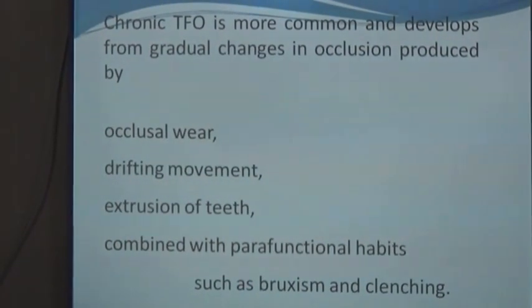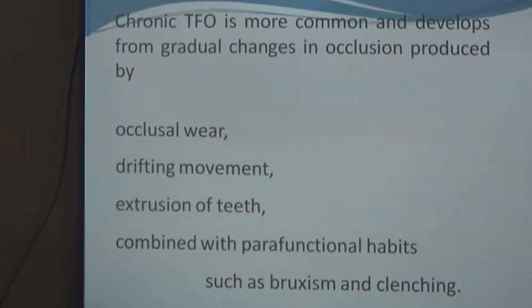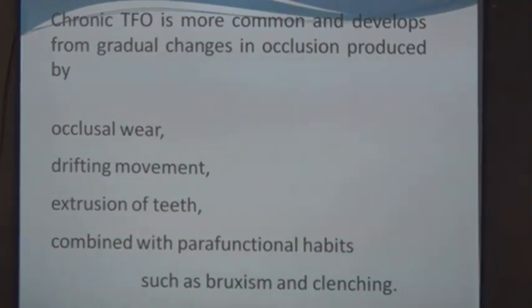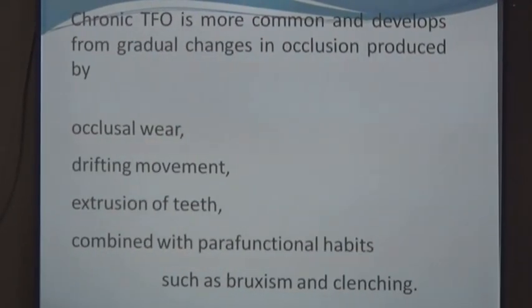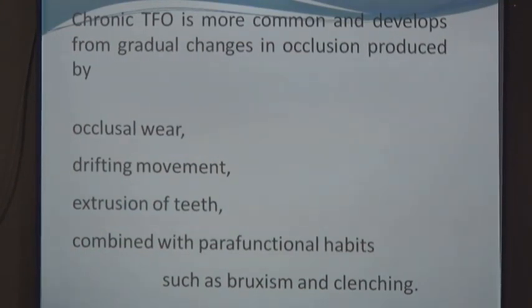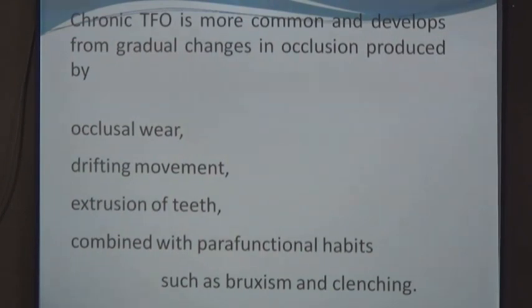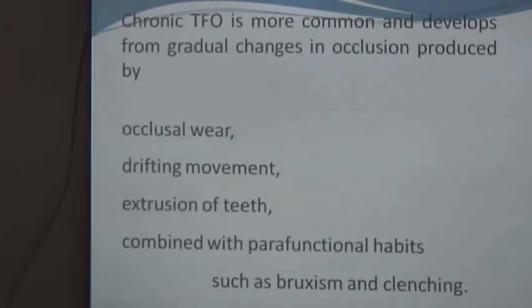Chronic trauma from occlusion, as I already told you, is because of gradual changes in the occlusion. It is more common and develops from gradual changes, occlusal wear, drifting movement, extrusion, and parafunctional habits such as bruxism and clenching. So, here you should remember that in an MCQ, if they ask about bruxism, with options chronic, acute, primary, secondary, you should pick chronic trauma from occlusion.